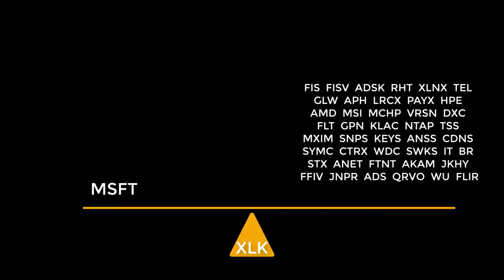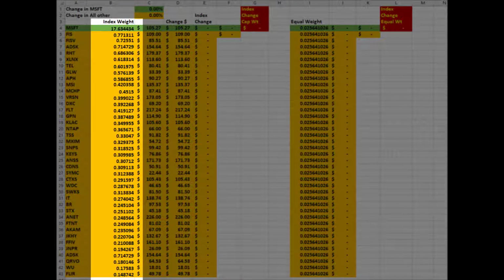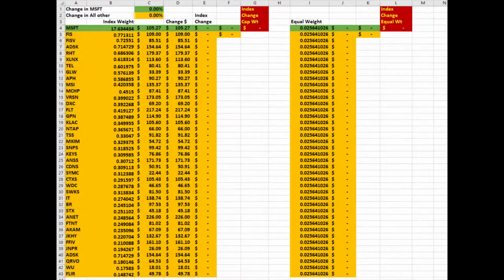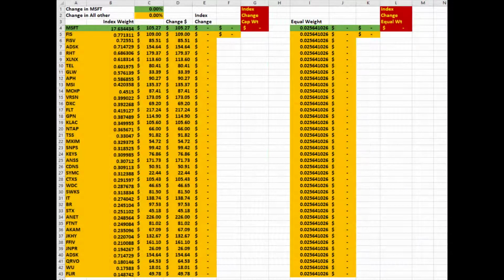Now what I want to do is actually show you this in action with a demonstration and simulation. In this simulation, we're going to create a little subset index of XLK, and we're going to compare Microsoft with those other 39 stocks. Now on the left, you'll see under the column index weight that I have the actual index weighting in the XLK for each of these 40 stocks. We're going to compare that to an equal weighted index on the right, where every constituent in the index has exactly the same weight. We're going to change the price of Microsoft, and then we're going to change the price of all the others to show you the impact this has.